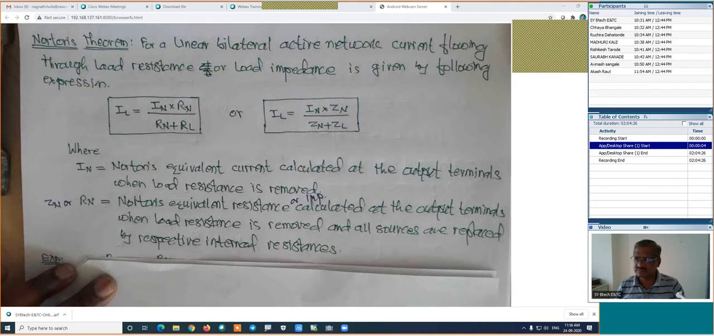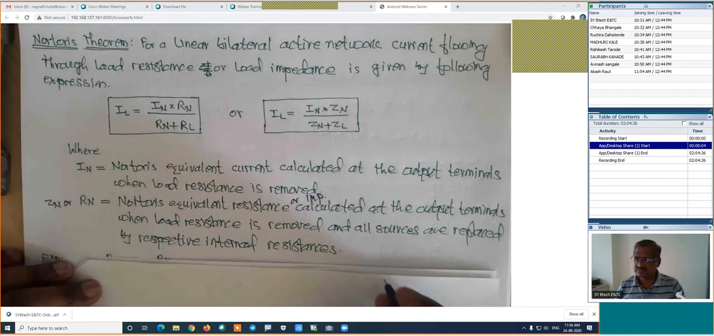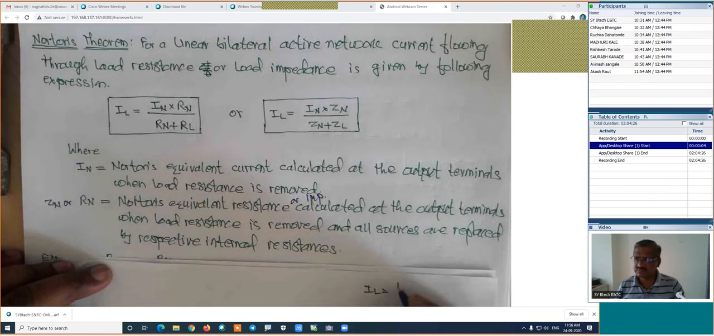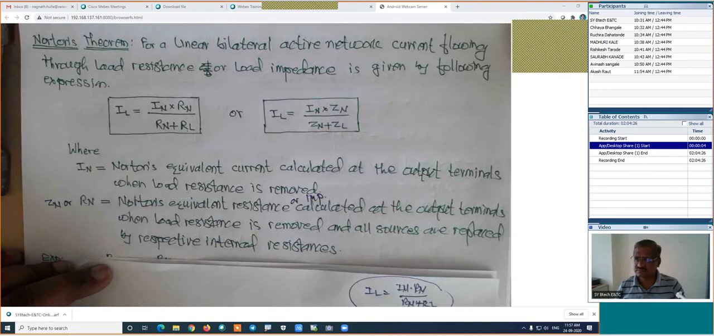Now, the statement is given by this expression: IL is equal to IN into Rn divided by Rn plus RL. We have to justify how this is so, and I will show that in the explanation part.